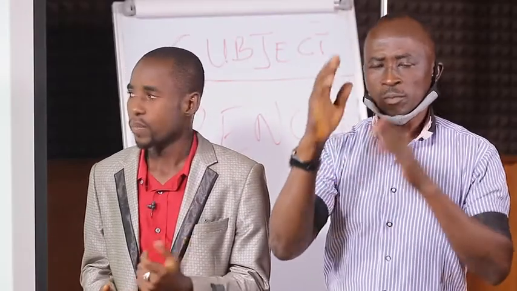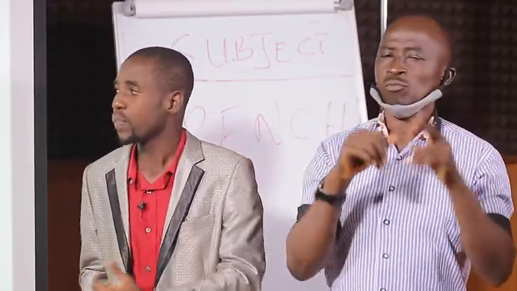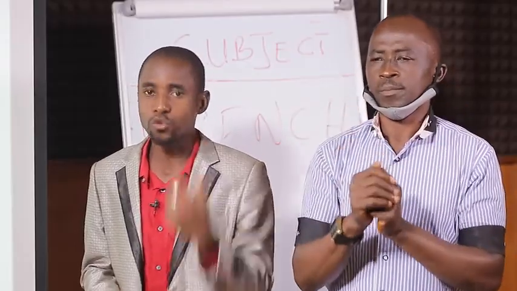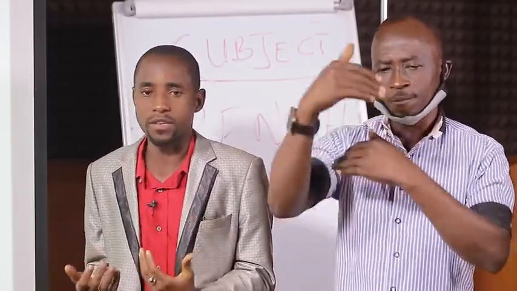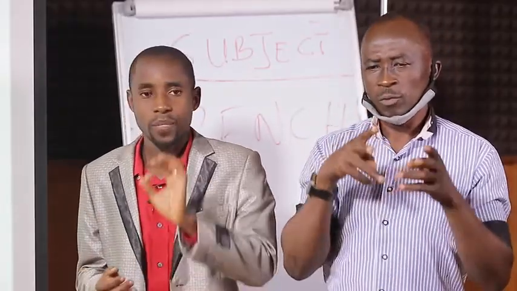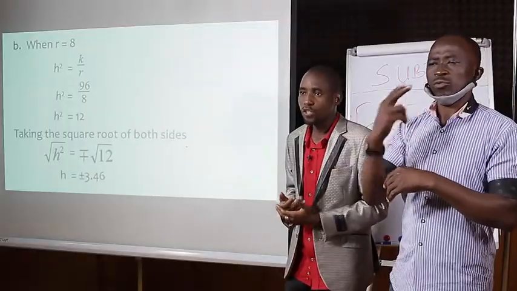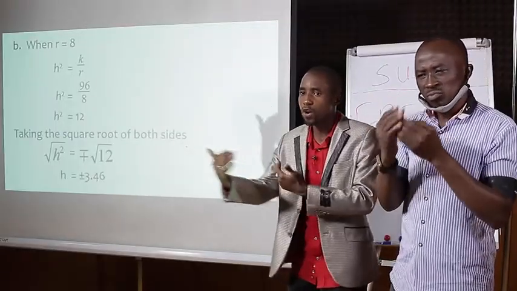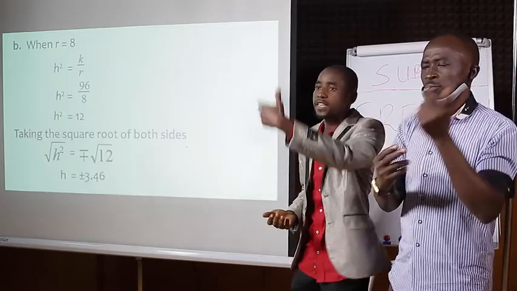Learners should take note. The question says find h, not h squared. Now you have 1 or 2 steps ahead. You must find a means that you find h only, not h squared. The easiest way is to take the square root of both sides. Looking at the equation, h has a square.